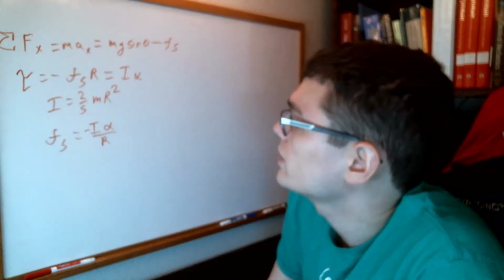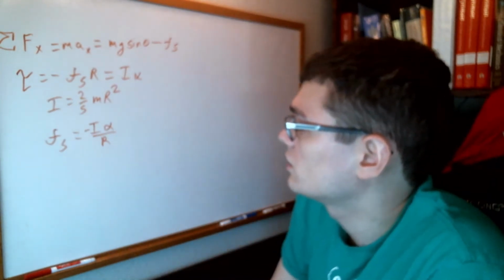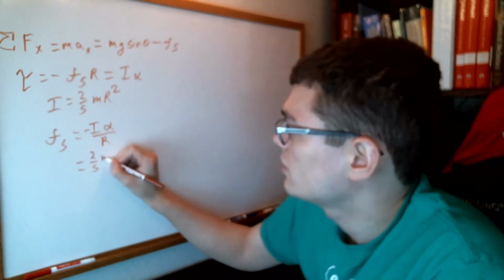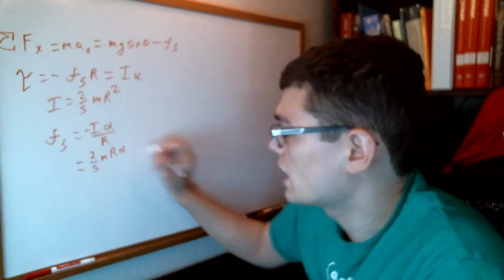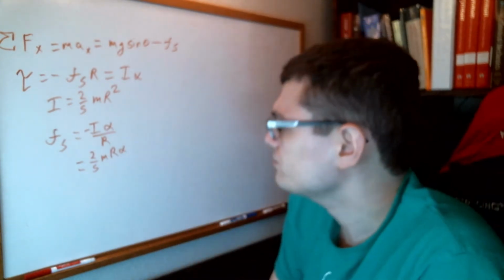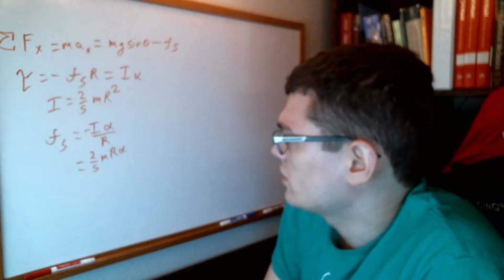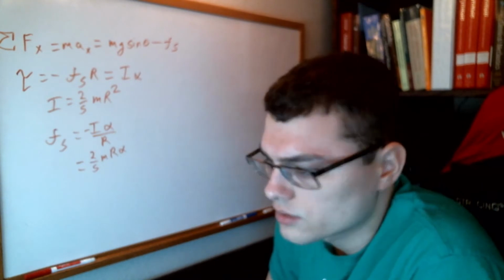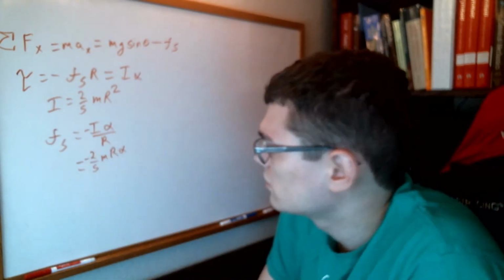And so from here, what we can do is start plugging in what I is, just to simplify this. So we have 2/5 mr squared, but one of the r's cancel, so we're just left with r alpha. That should make sense. And this is also negative.